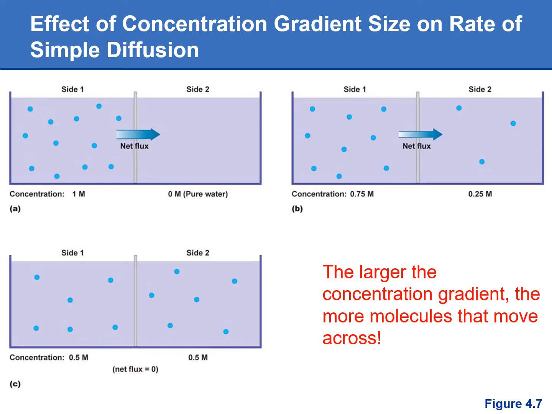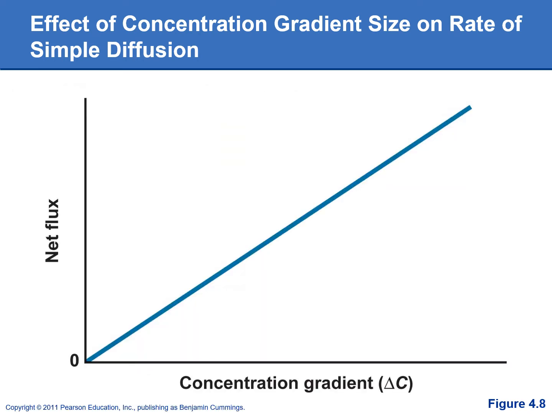And then down here on the bottom, we have the molecules at equilibrium. So we've got equal concentration on both sides. So there's going to be no net movement of the molecules from one side to the other. And then this is just showing the effect of the size of the concentration gradient on the net flux. And net flux is just talking about how many molecules are moving across the membrane. So you can see that as the concentration gradient gets larger, you can move more molecules across.